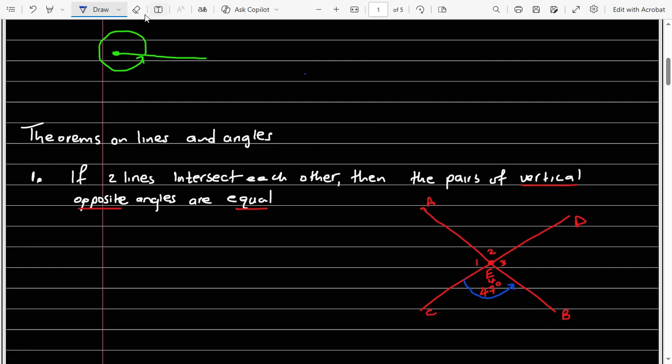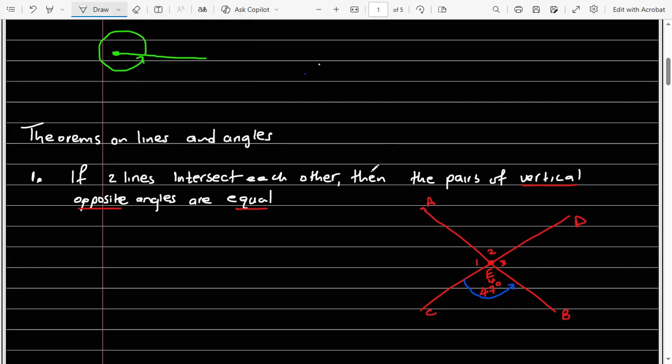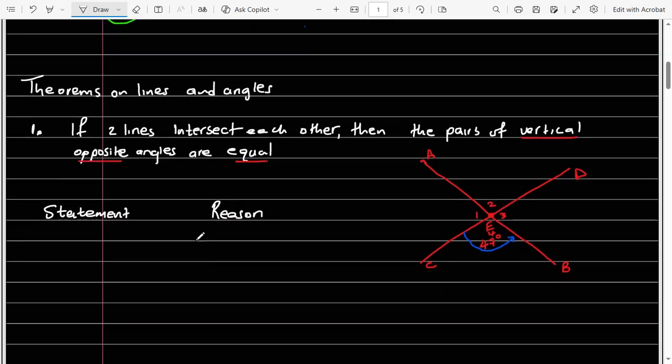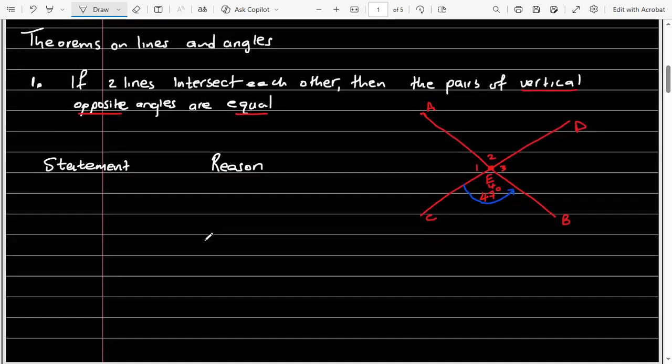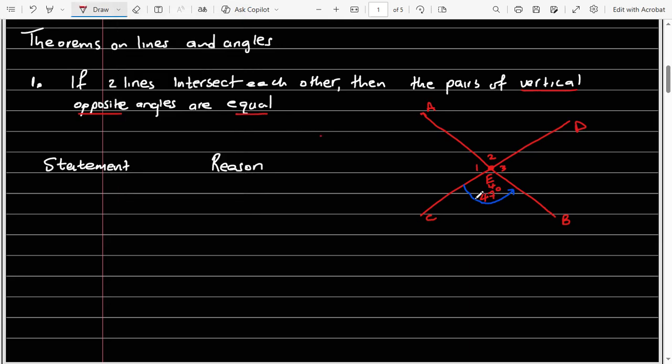Now in an exam, they might want you to find E2, E3, and the other angles, which is what we're going to discuss now. When you determine angles, you need to have a statement, and you also have to give a reason for your statement, why you are saying that. We are saying that vertical opposite angles are equal. If we have two lines that intersect each other, the angles that are opposite will be equal.